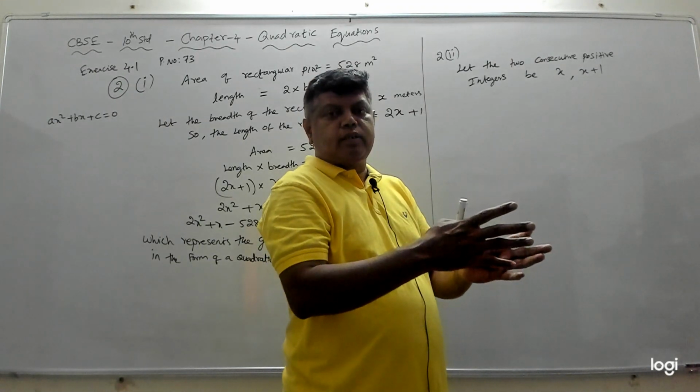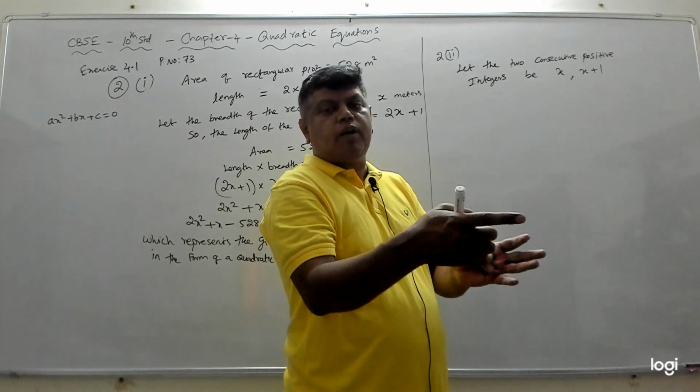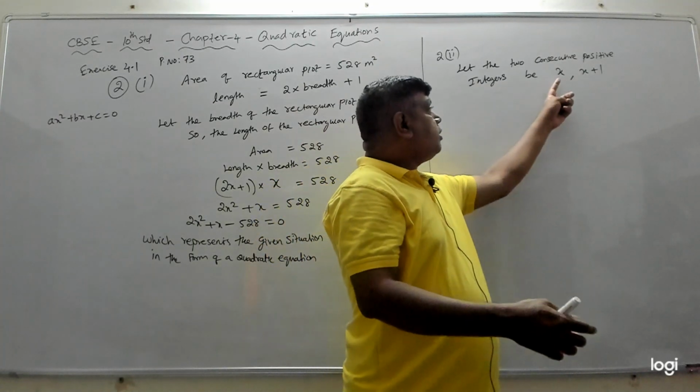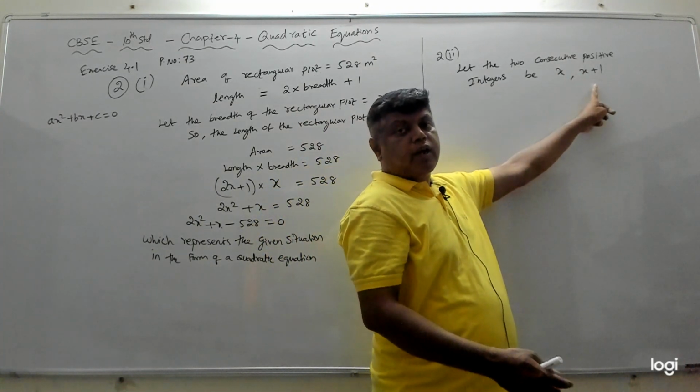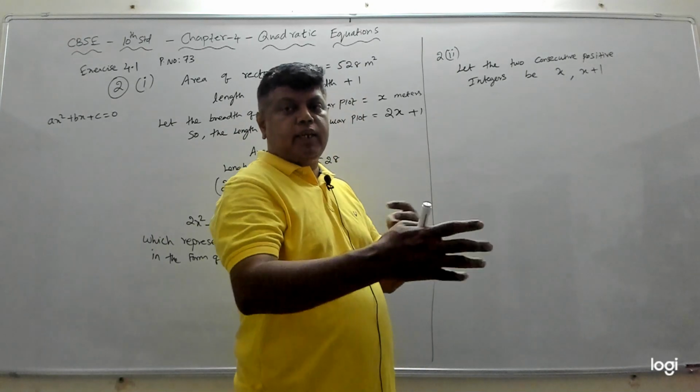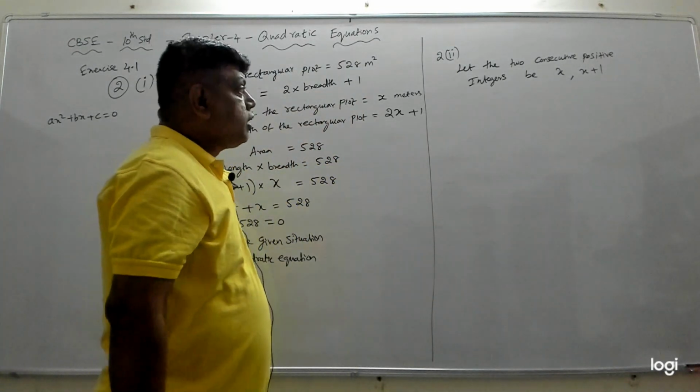If 11 is an integer, the next consecutive integer after 11 is 12. If x is an integer, what is the next consecutive integer after x? X plus 1. So this x and x plus 1 are called two consecutive integers.